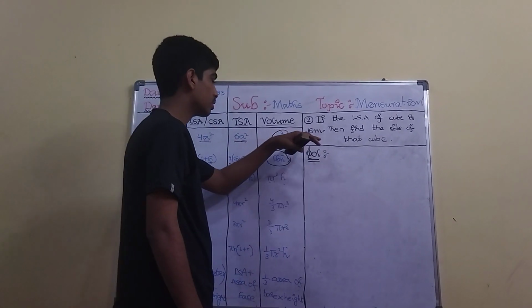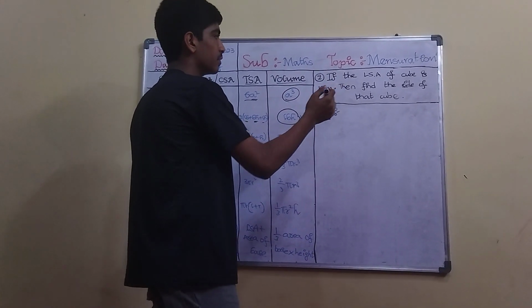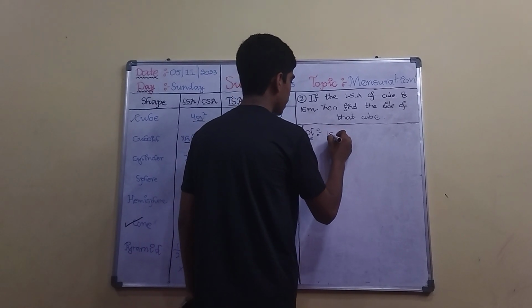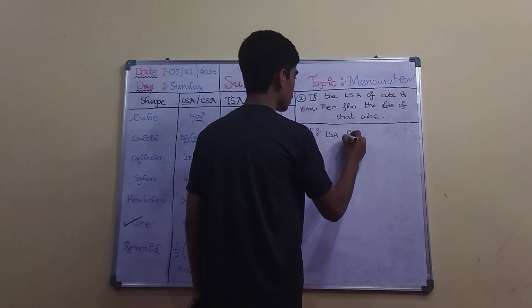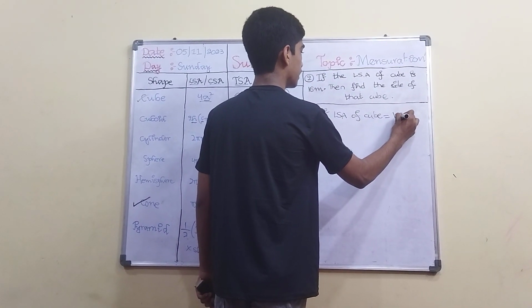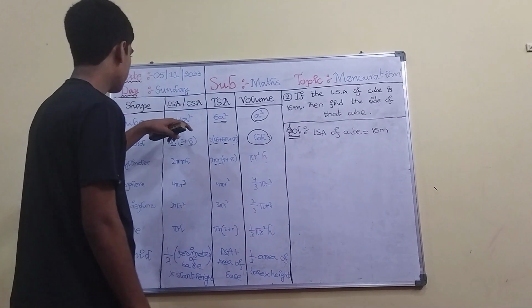The given question is, if the LSA of cube is 16 meters, then find the side of that cube. What is the given condition? LSA of cube is 16 meter. LSA of cube is equals to 16 meters. So we have to substitute the value of LSA of cube. What is the LSA of cube? 4a square.